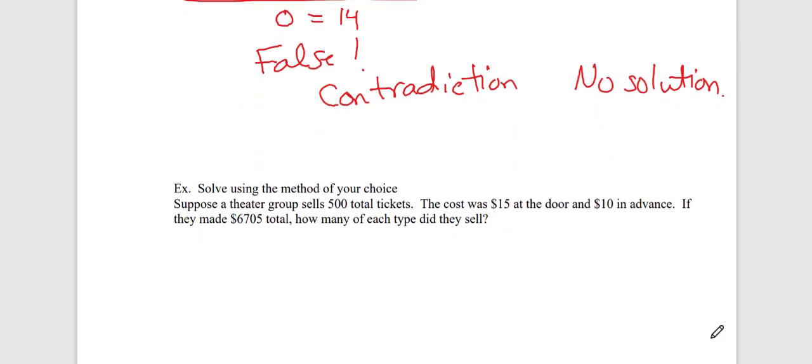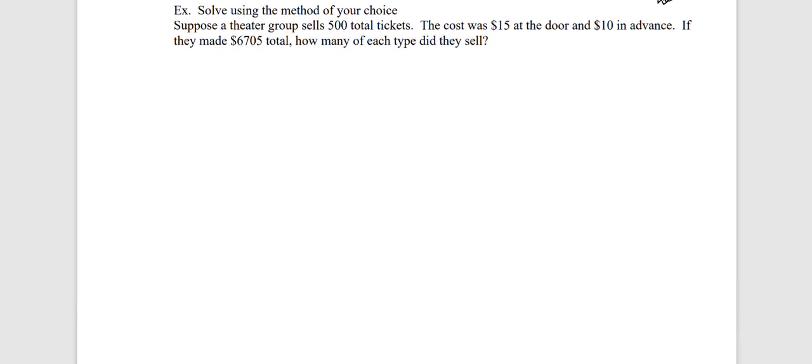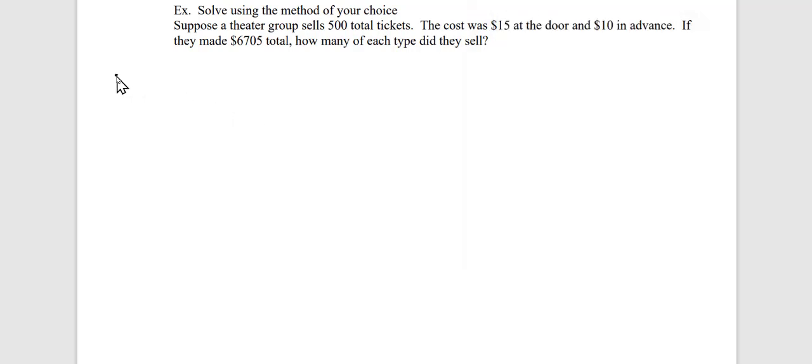Let's do an application of this so we can just see where we might use something like this. All these systems are linear, so that's where we're at here. Suppose a theater group sells 500 total tickets. The cost was $15 at the door and $10 in advance. If they made $6,705 total, how many of each type did they sell? Well, our two types are door tickets and advanced tickets. And it's how many of each, right?